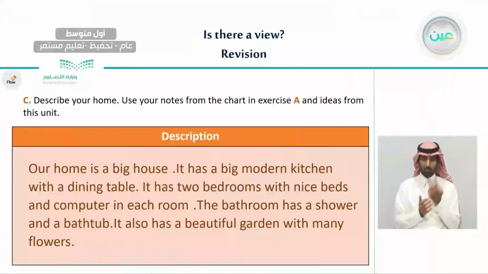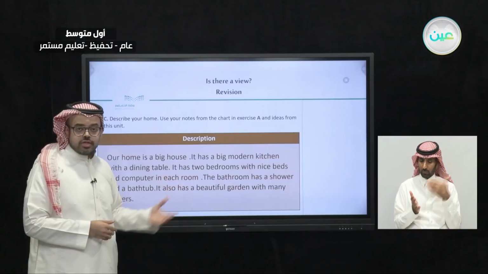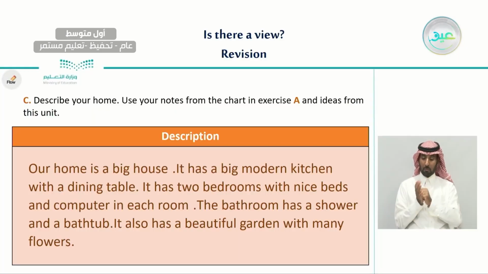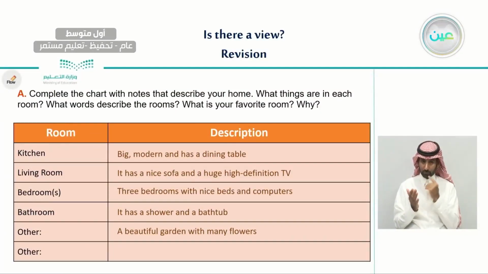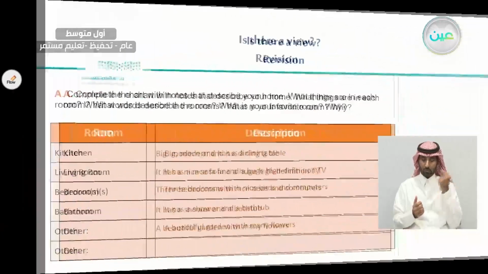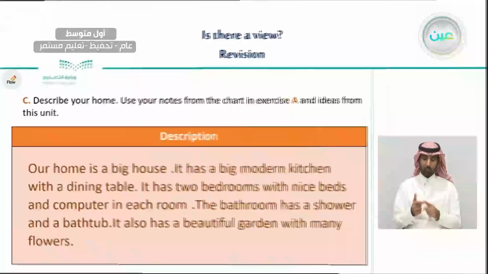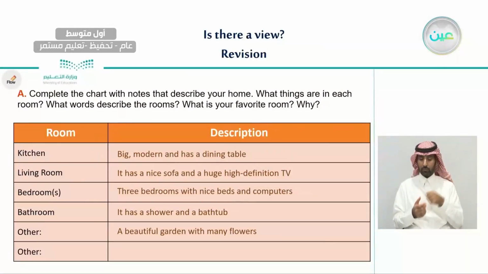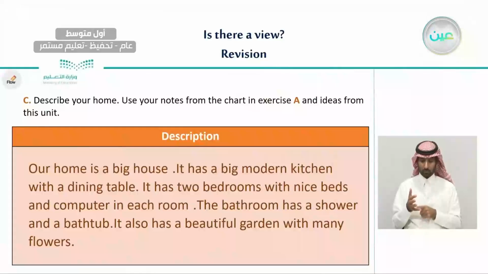If you can see here, this is the writing paragraph that we came up with at the end of our lesson. Let's read it first. We said that our home is a big house. It has a big modern kitchen with a dining table, as we wrote in the notes. It has 2 bedrooms with nice beds and a computer in each room, as we said in the table here. The bathroom has a shower and a bathtub, as we have written in this table as well. And the last thing we said is that it also has a beautiful garden with many flowers.